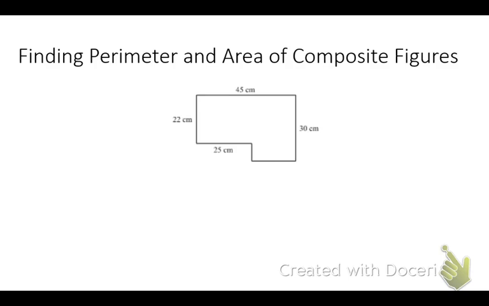Mm-hmm. All right, composite figures. You're going to have one of these on your test tomorrow. So you can split it a number of ways. You could split it vertically, okay? You could split it horizontally, all right? You're not going to want to split it like this, right? That makes it a really weird figure. How are you going to calculate that area? So you want to split it to create a figure that you can actually calculate the area of.